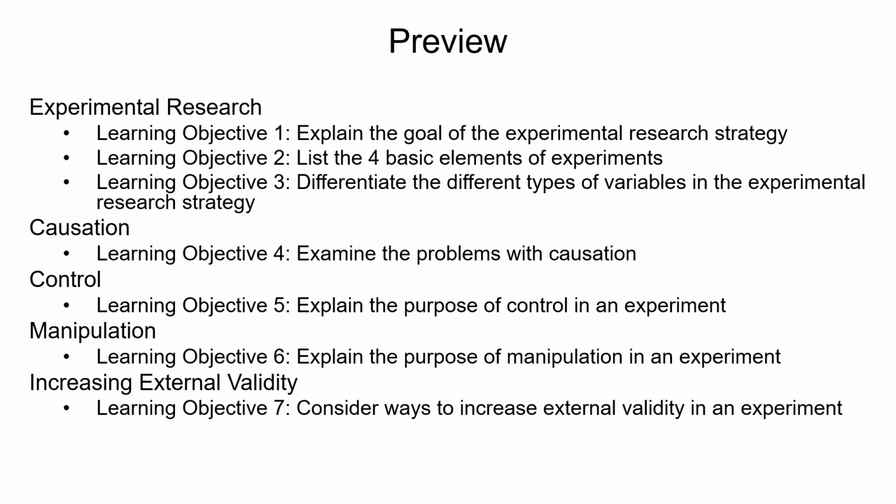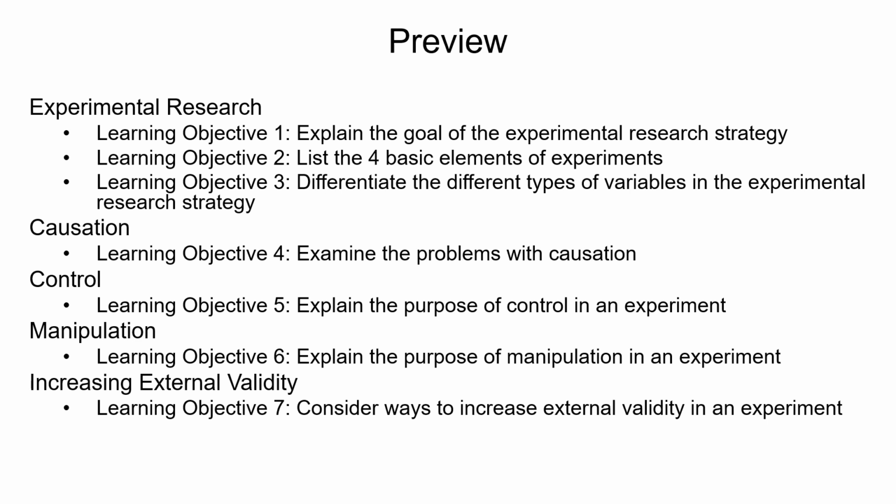So learning objectives we're going to cover here, and there are 7 of them and they go pretty quick. The first one is explain the goals of the experimental research strategy. The second one is list the 4 basic elements of experiments. Then we're going to differentiate the different types of variables in the experimental research strategy. Examine the problems with causation, examine the purpose of control in an experiment, explain the purpose of manipulation in an experiment, and finally consider ways to increase external validity in an experiment.